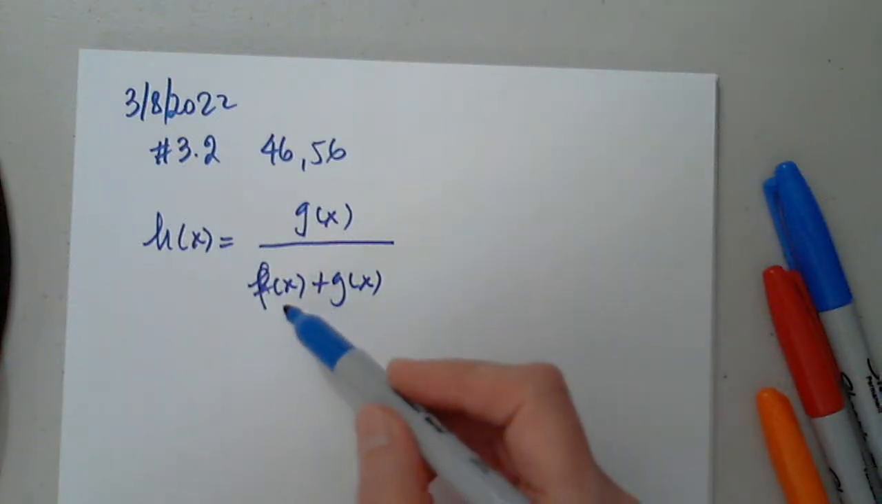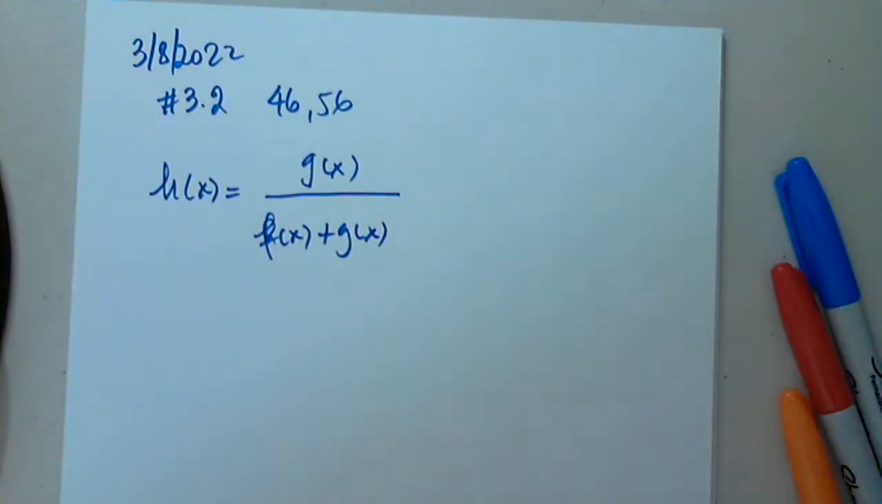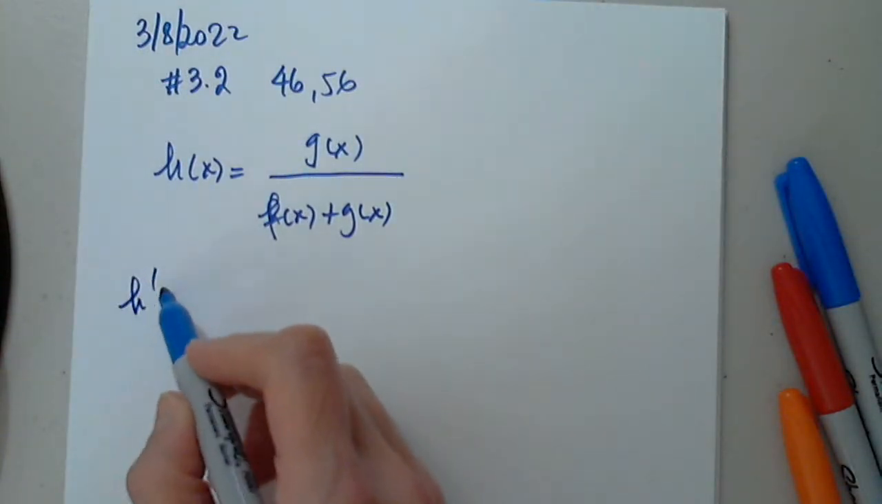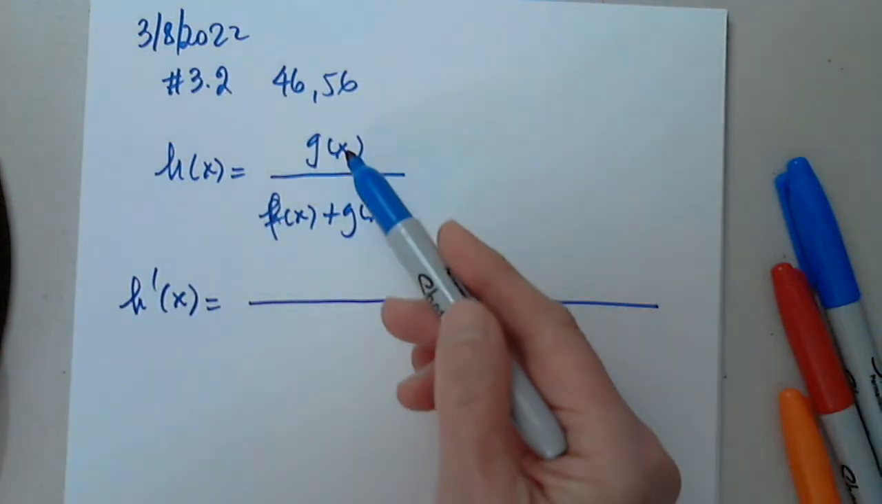Have maybe because the denominator is a sum of two functions. So first, we were asked to determine h prime of 4. So first I have to find h prime of x. I have to use the quotient rule, function prime.